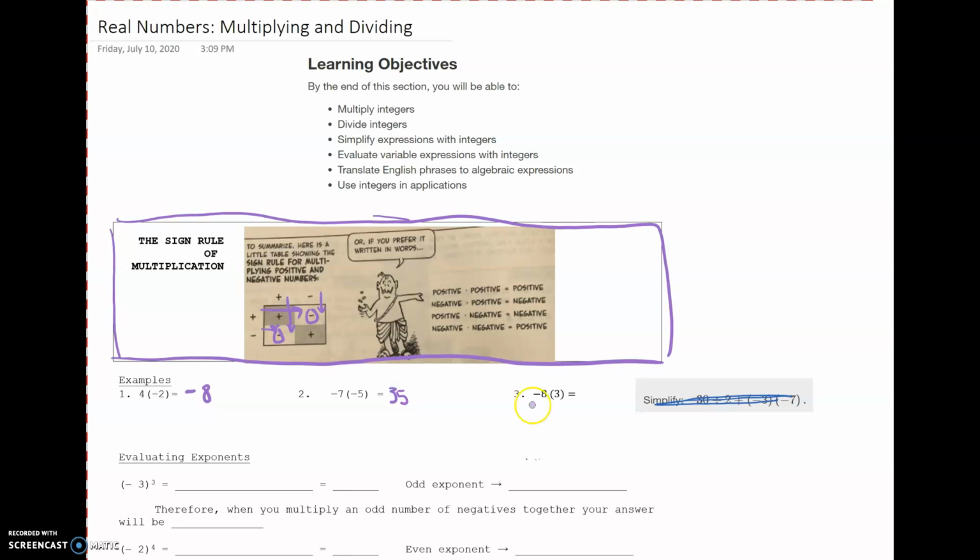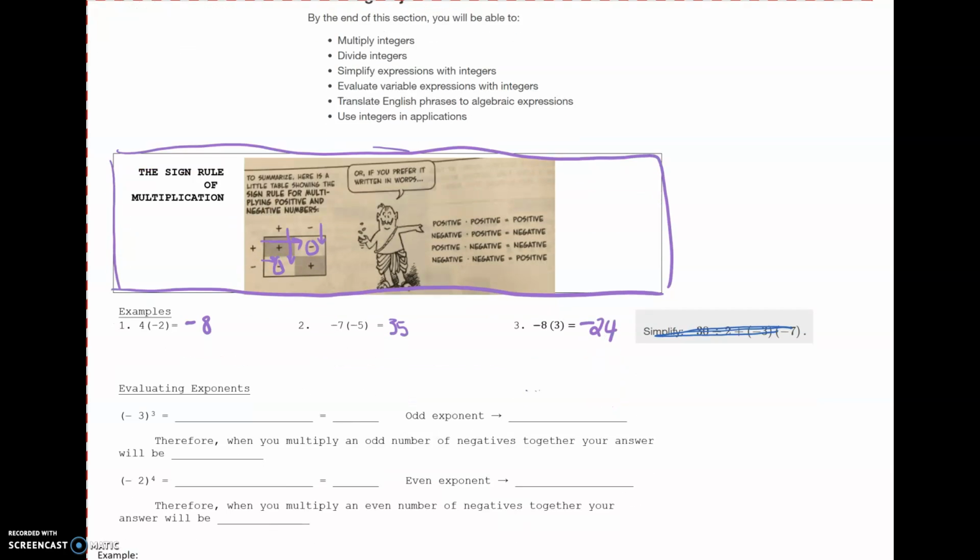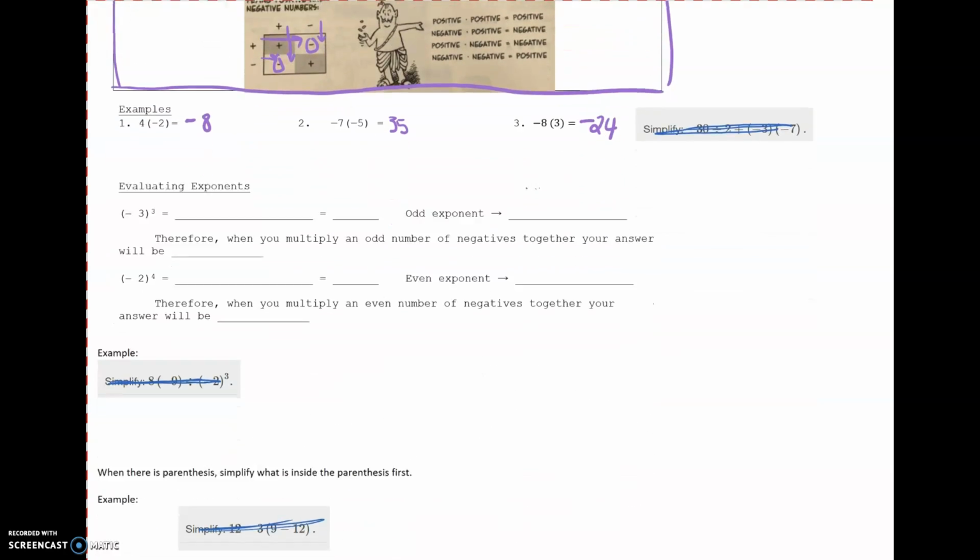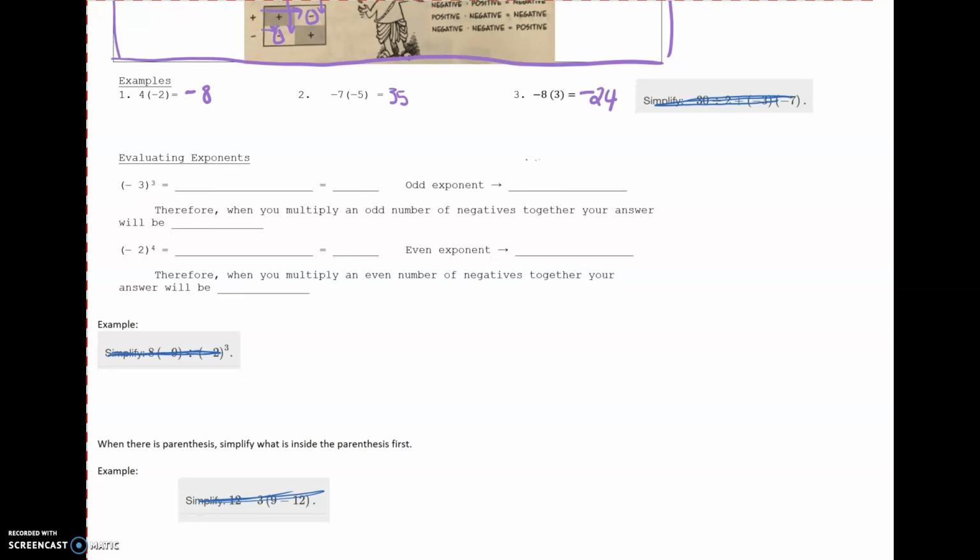Finally, I have negative 8 times a positive 3. So I have a negative number times a positive number, so I know my answer has to be negative, and 8 times 3 is 24. So that would be my answer, okay? And I notice I crossed off our simplification because we need to talk about order of operations.